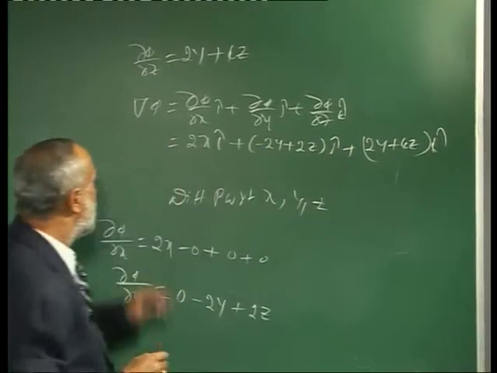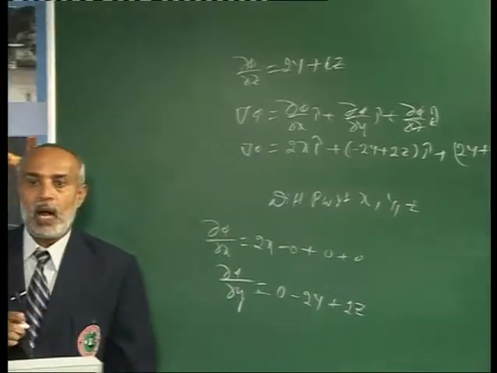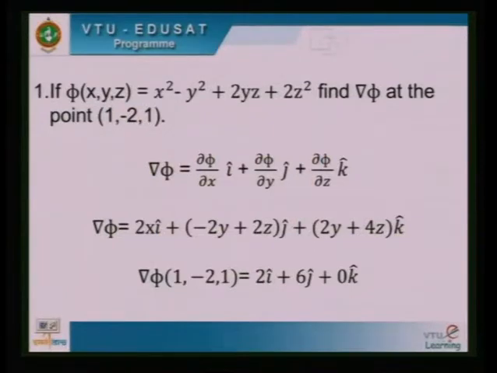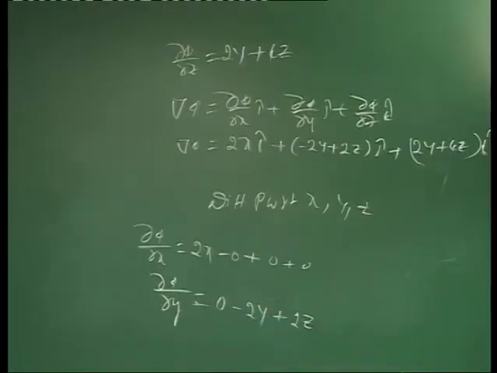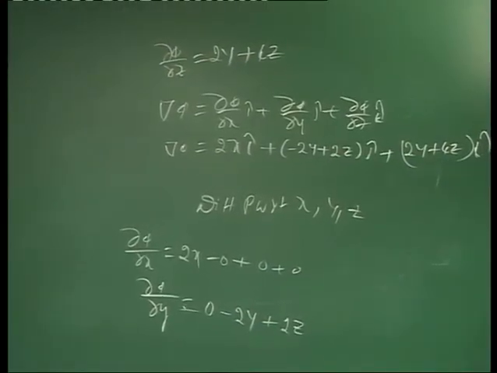After getting the gradient of phi, what is the given point? The point is (1, -2, 1). You can substitute x equals 1, y equals minus 2, and z equals 1. You get the gradient of phi is equal to 2i vector plus 6j cap plus 0 k cap. This is the answer.